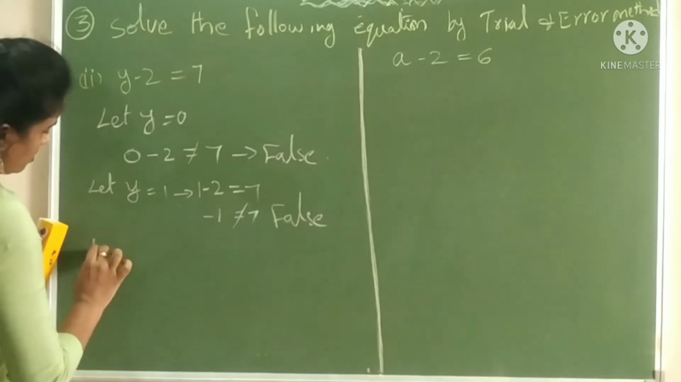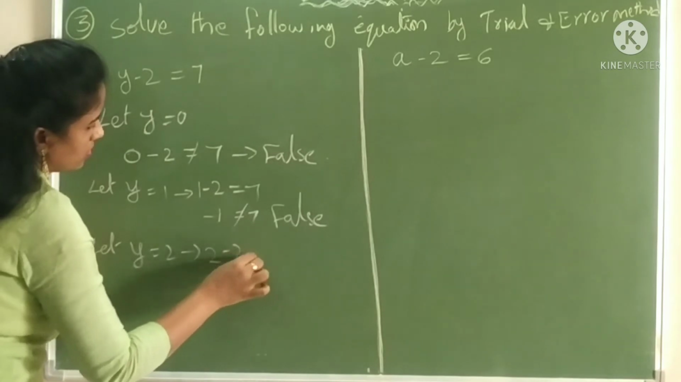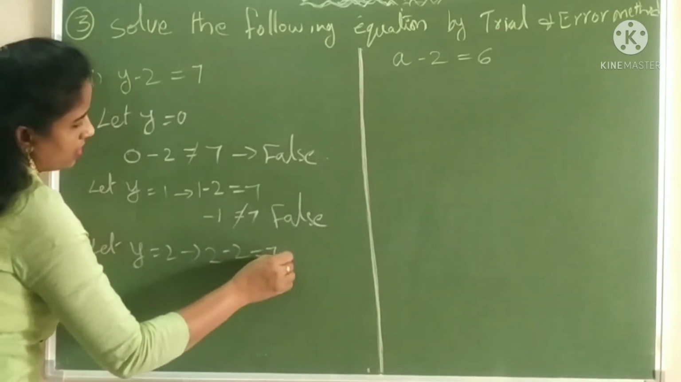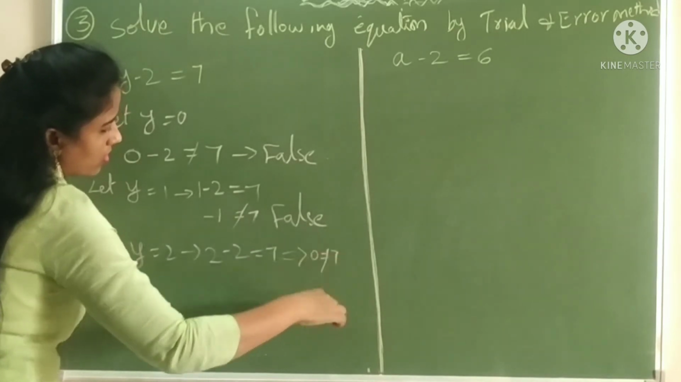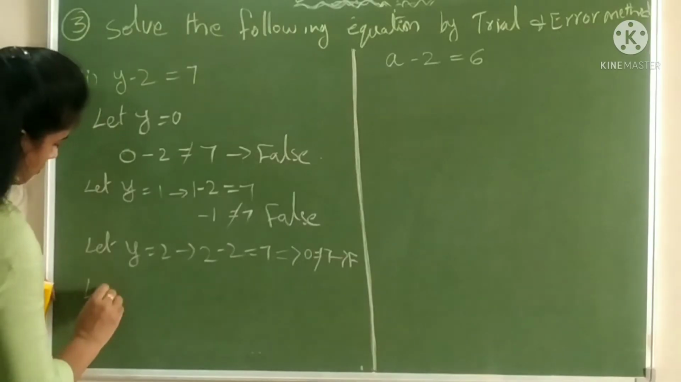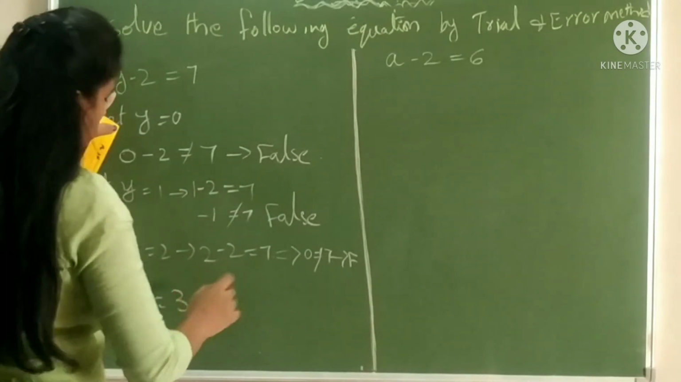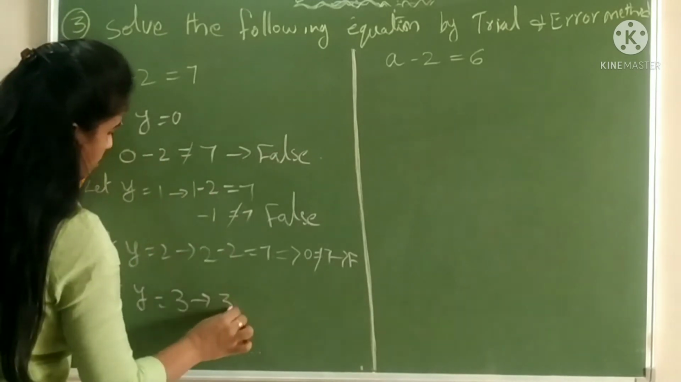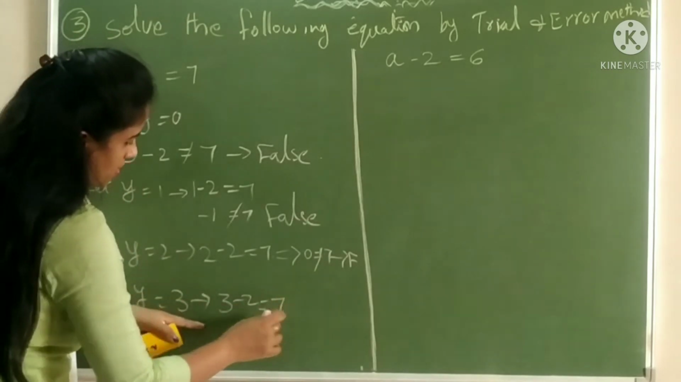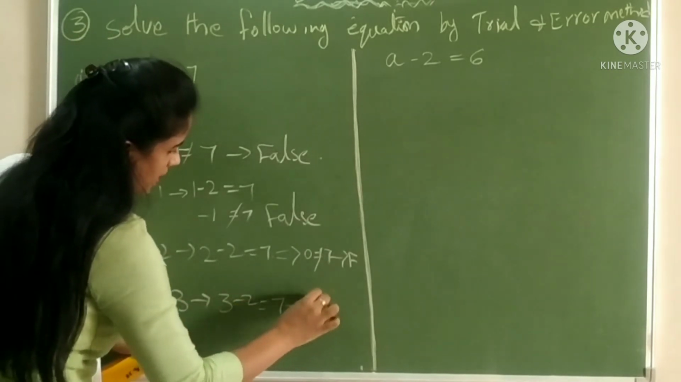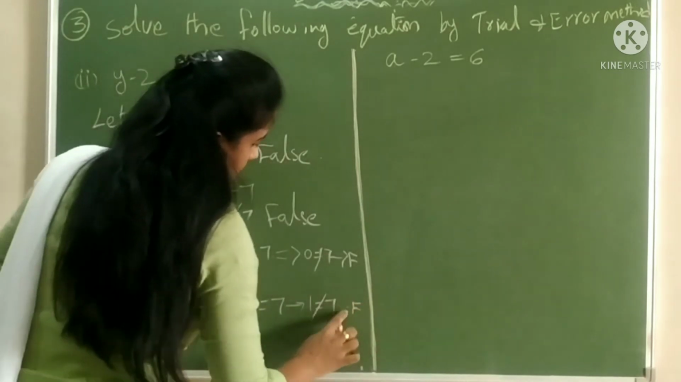Let again y is equal to 2. Then 2 minus 2 is equal to 7. Is it right? 2 minus 2 is equal to 0, and 0 is not equal to 7. This is also false. Now y is equal to 3. Substitute the value of y in this equation. 3 minus 2 is equal to 7. 3 minus 2 is equal to 1, and 1 is not equal to 7. This is also false.